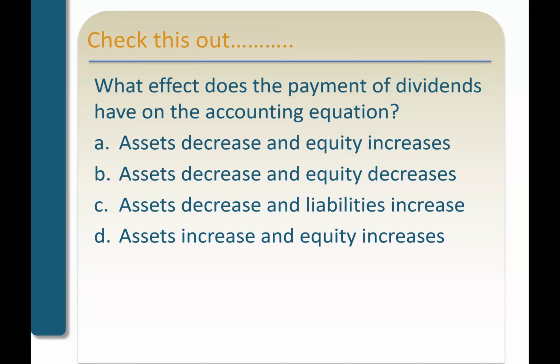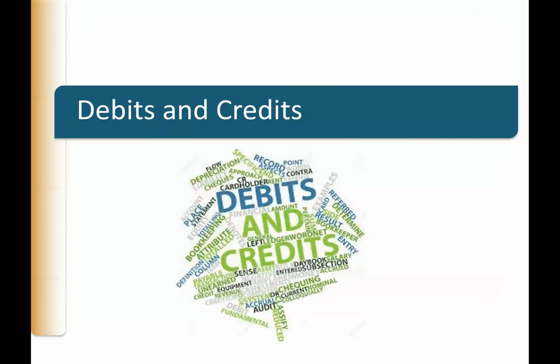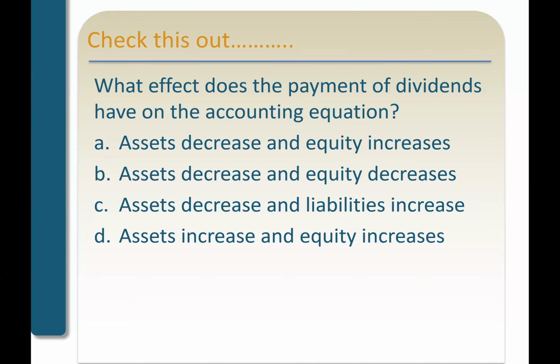What do you think? Maybe B. Yes, it is B. Assets decrease and our equity decreases. Excellent, guys. Excellent.